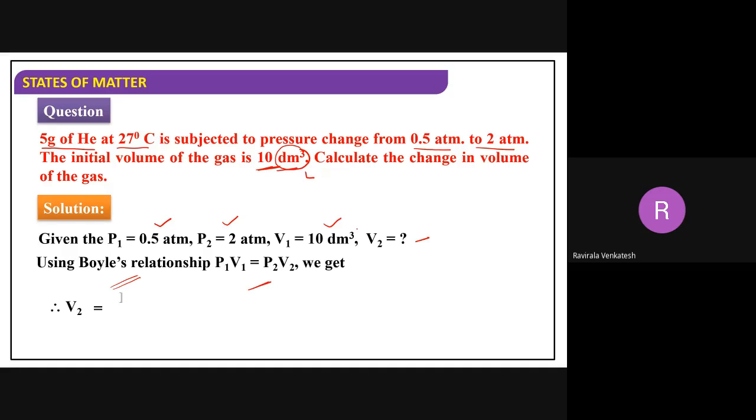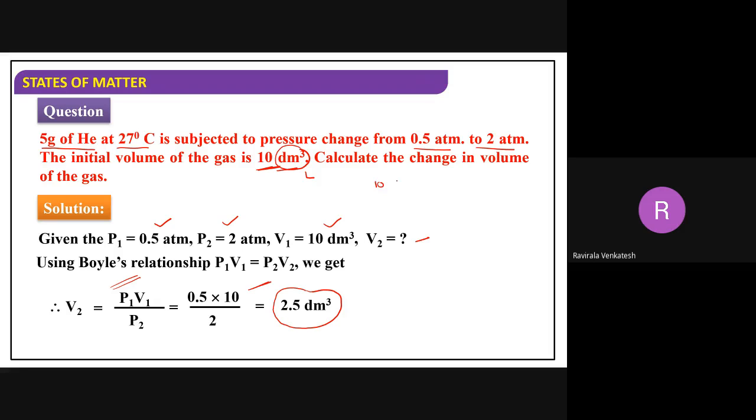V2 is equal to what? This formula. Now P1, how much is it? 0.5, 10 into P2. Now the answer, is it 2.5? Yes, sir. Now 2.5 is the answer. Is 2.5 the answer or not? Tell me. What are they asking, how much is the volume of the gas obtained?